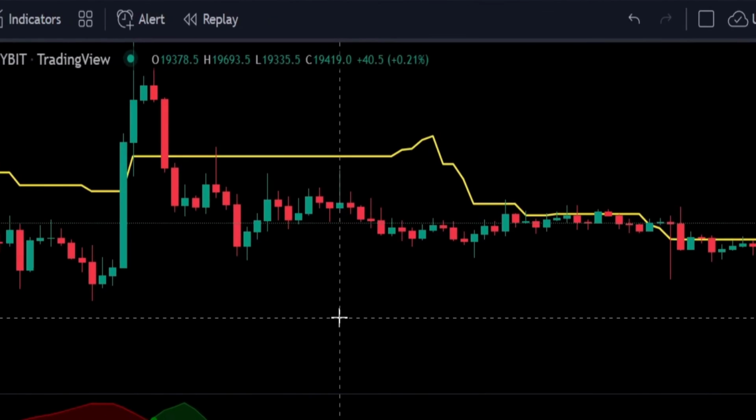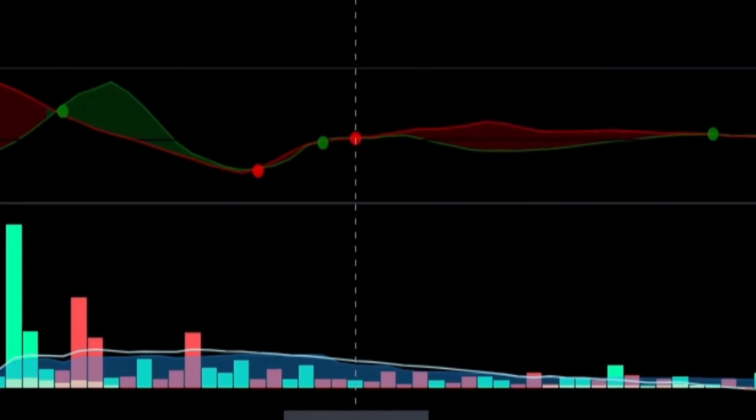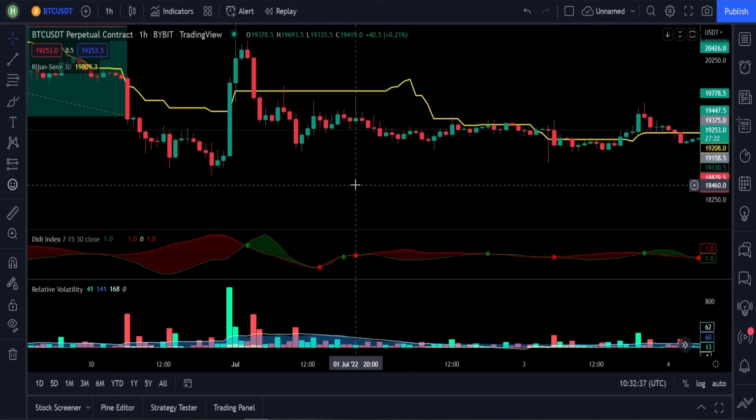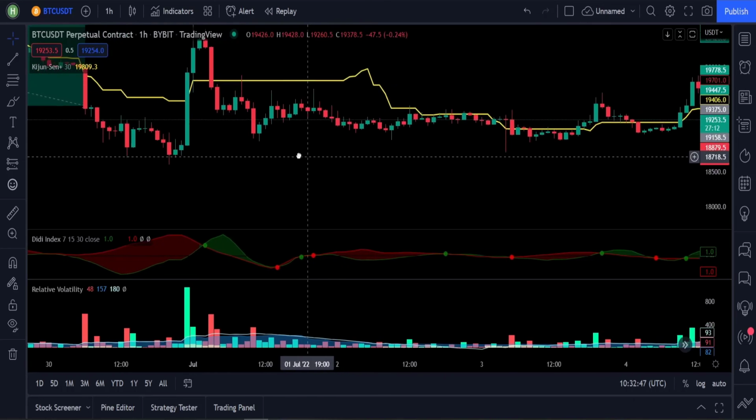Similarly, here the price action is below the Kijun Sen line, and the Didi indicator gives us a red mark here as it crosses over the green area. But again, we don't have bearish volatility here. So, be careful, and only enter the trade when all of these rules are completely ticked.